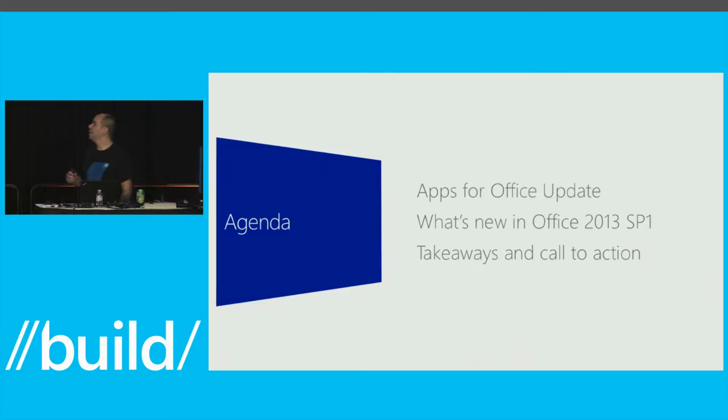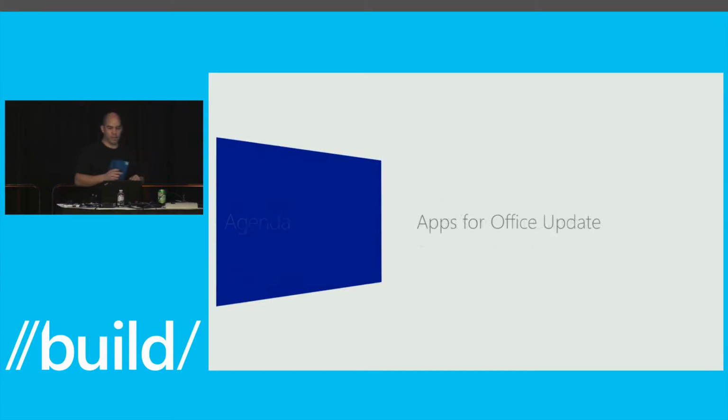So today, I'm going to start with an apps for Office update to give an overview of where we are today, where we're coming from, and where we're going. We're going to spend most of the session looking at the new capabilities that we introduced with Service Pack 1, and what are the potential scenarios that you can enable today with the Service Pack 1 release. And then we're just going to wrap up with some takeaways and call to action.